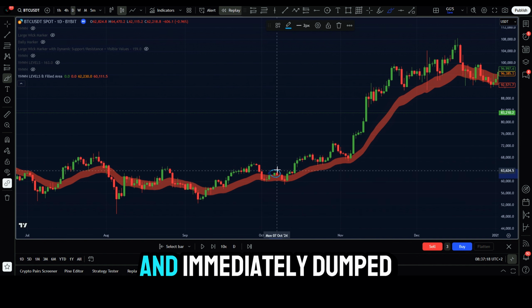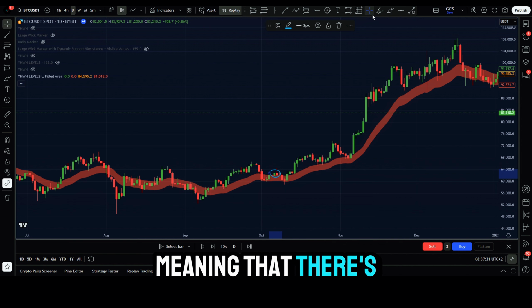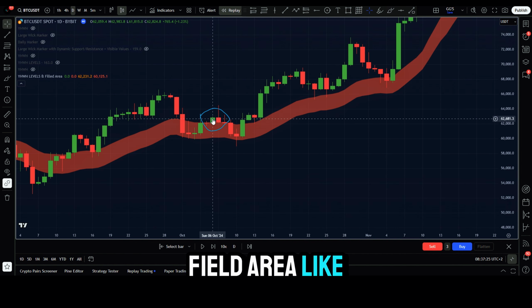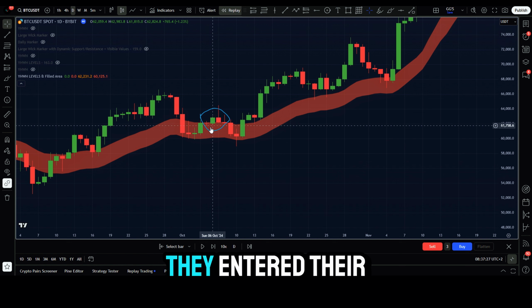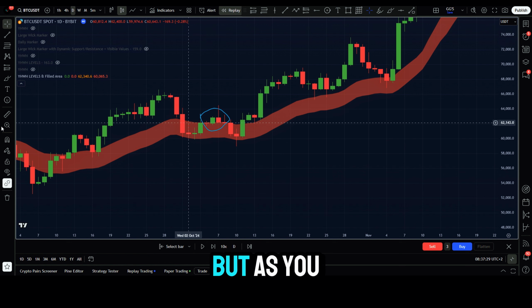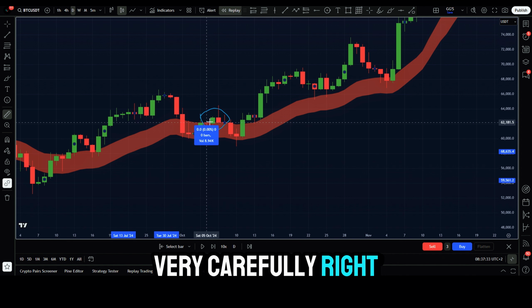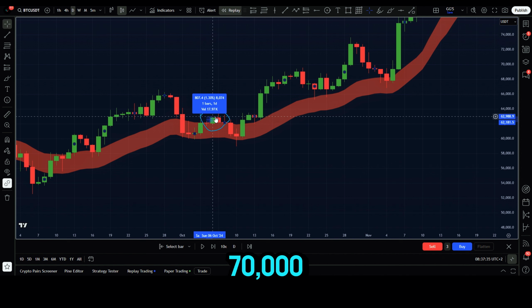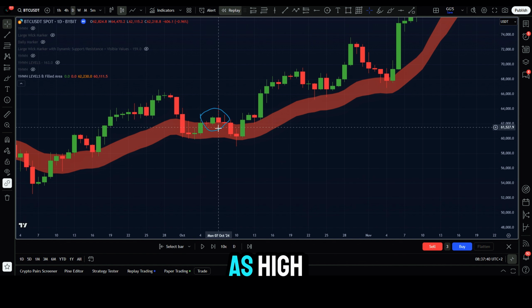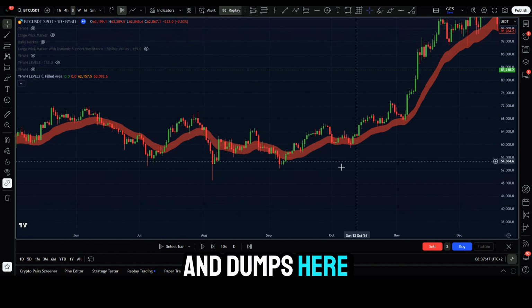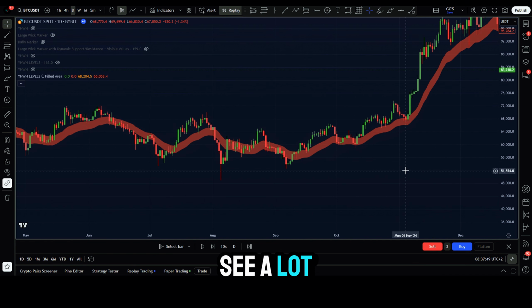We break above and immediately dumped, meaning that there's a lot of people that when they saw the market breaking above the field area like this, they said, oh, great. They entered their long position. But as you can see, when they do this, they do it very carefully, right? Because this was a pump of 17,000, sorry. It is not as high, but I'm just showing you that doing the pumps and dumps here is not something that you will see a lot of the times.